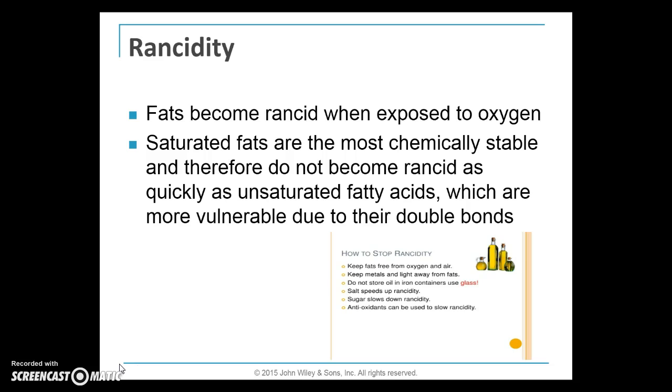I know lots of people have gotten bagged chips out of a vending machine and opened them up and there was this horrible smell. That's because the unsaturated fatty acids in the chips have gone rancid. Flax and flaxseed, if you leave it exposed to light, can smell and go rancid.